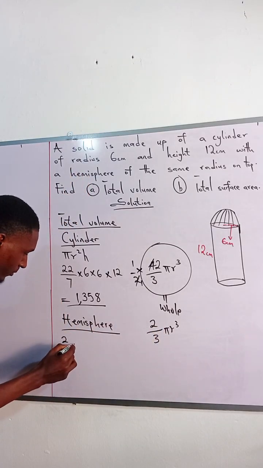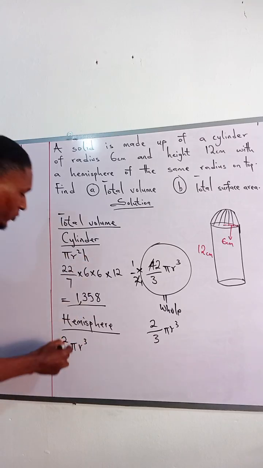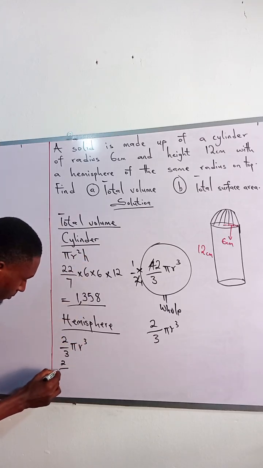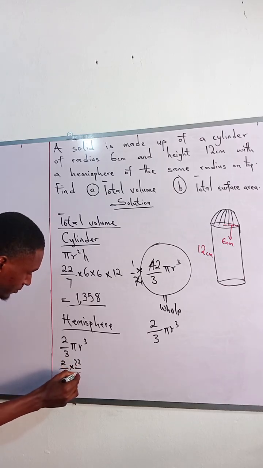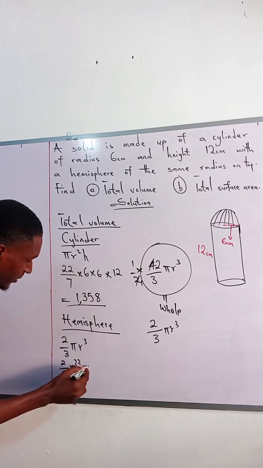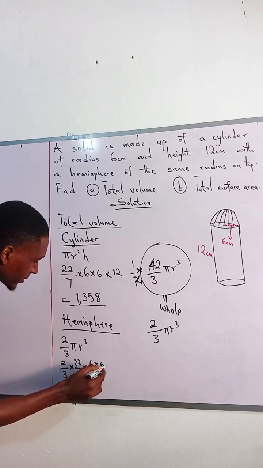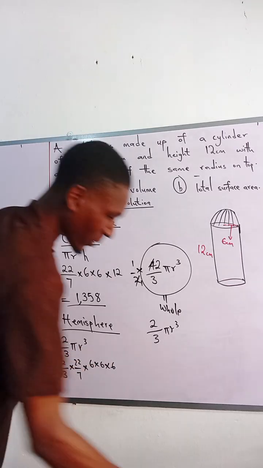2/3 pi r cubed. Now let's substitute. 2/3, pi is 22/7. Radius is 6 centimeters, and it's raised to the power of 3. That is 6 times 6 times 6. We are also going to multiply and divide to get our answer.